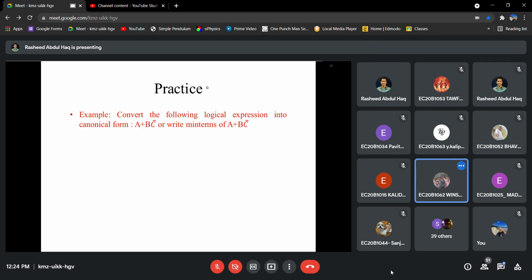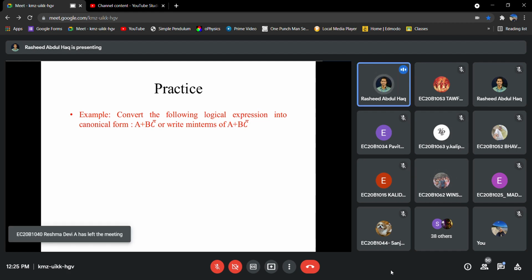Yes, sir. Sir, I think it's right. What? I think it is right, sir. No, you have to verify it. Too much work, sir. The truth table will take more time. Sir, is there any shorter way to verify? No, you do the steps now, then you will be able to understand how it is coming. Okay, sir.